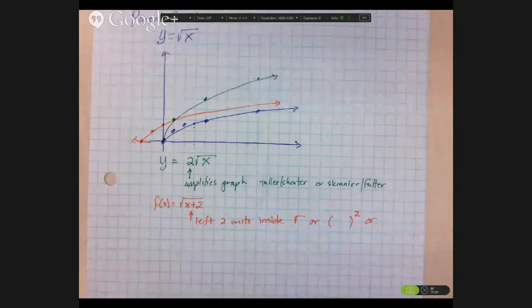Okay, what if it was x minus 2? Which way would it go? To the right.